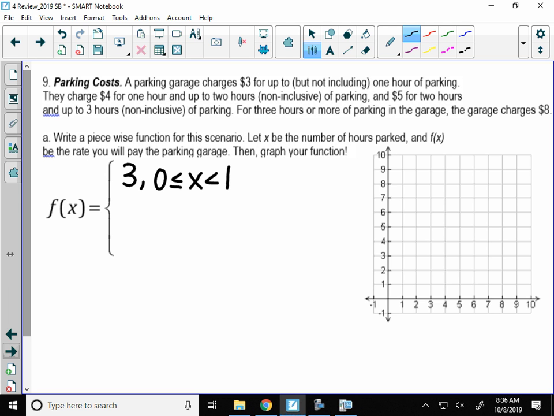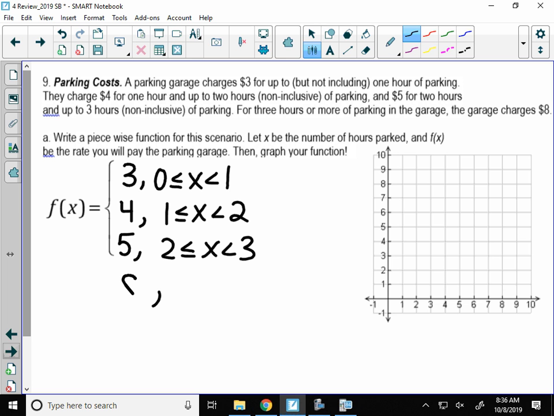Next, they charge $4 flat for 1 hour inclusive, up to but not including 2 hours. Same idea for $5. If I go for 2 hours, I pay $5, up to and not including 3 hours. And finally, if I'm at 3 hours or larger, they charge you $8. So that's for any amount of time bigger than or equal to 3 hours.